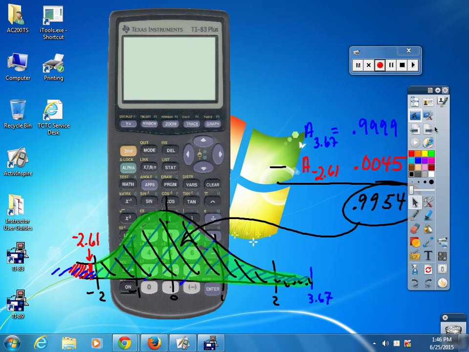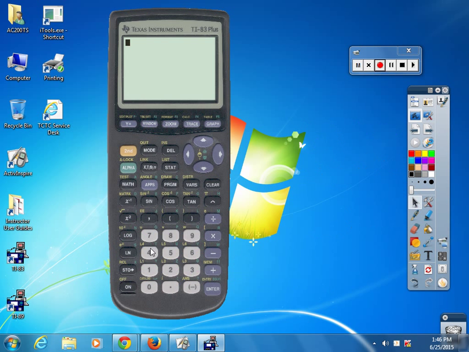Pull up your handy dandy calculator. I think it's second bars. Yeah, normal PDF. And what was that last number? I read from left to right, so I'm going to do it this way. Negative 2.61, comma, and what? 3.67, close parentheses, and enter.